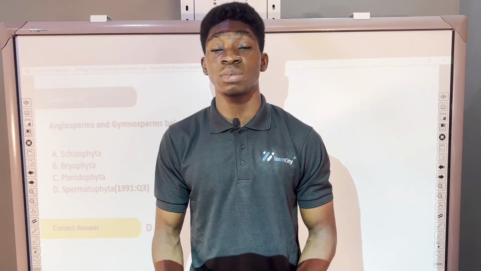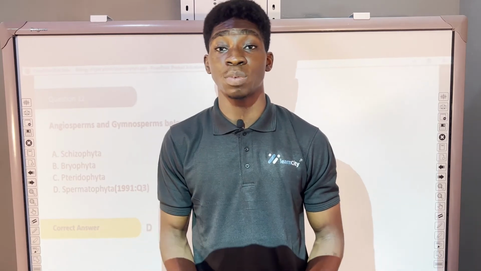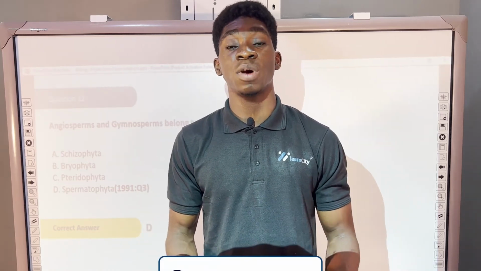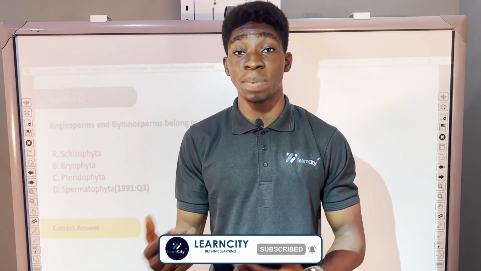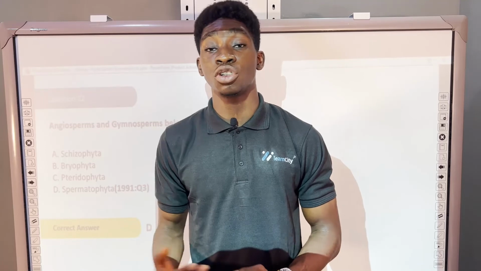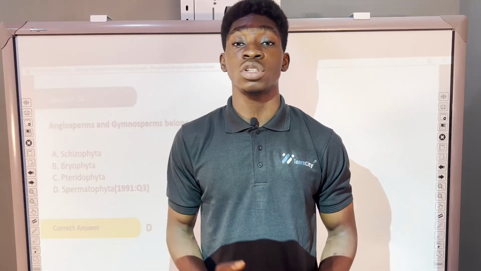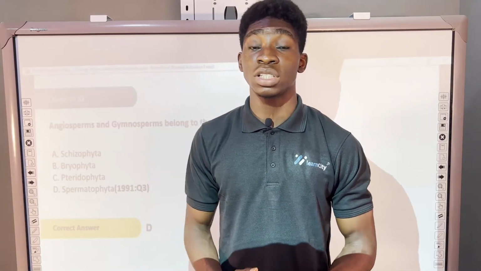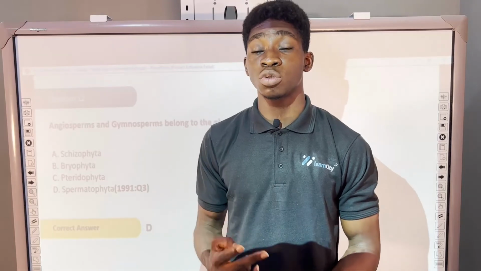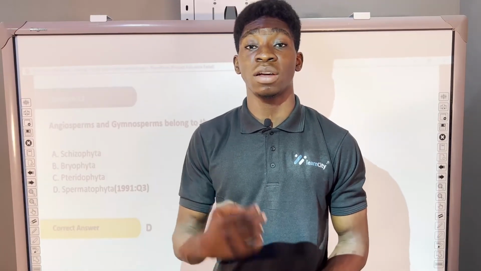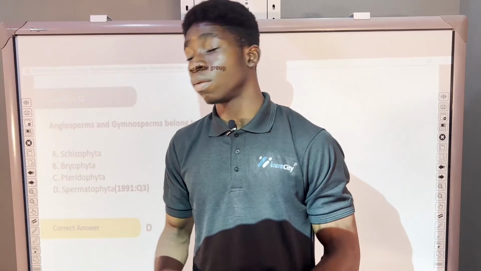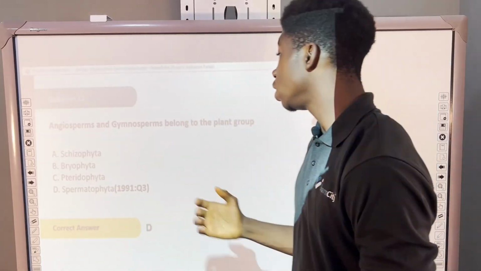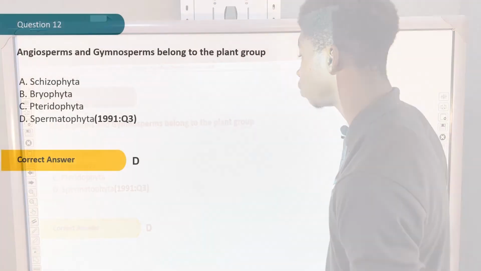We have the gymnosperms and the angiosperms. The gymnosperms is where we have the cones, the conifers and the pines. While the angiosperms, that's where we have the monocotyledons and dicotyledons. So we have just two divisions of spermatophyta, which are angiosperms and gymnosperms, two major divisions. So the correct answer is D, spermatophyta.